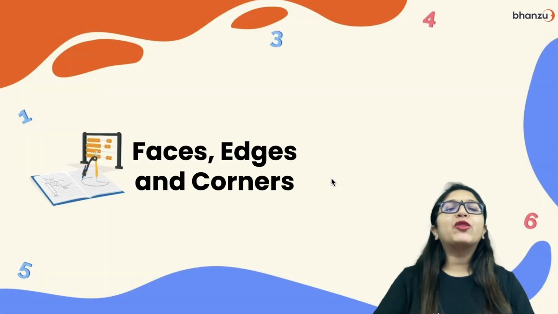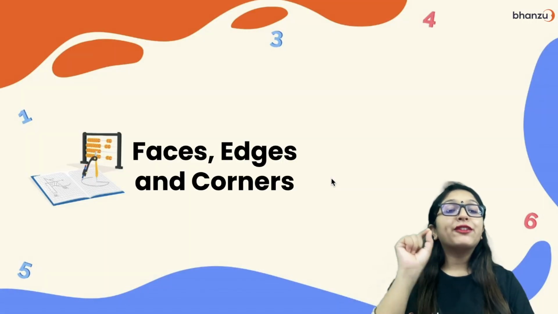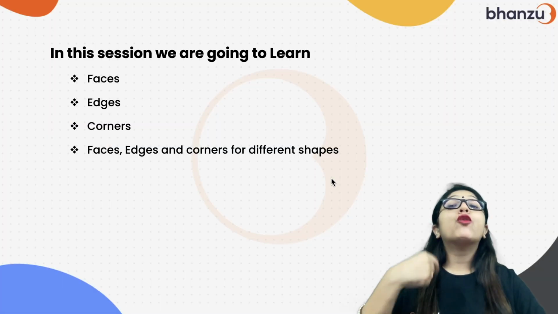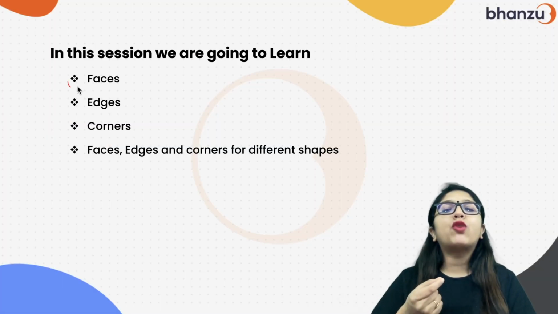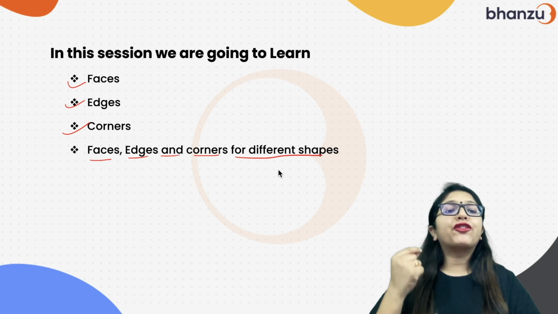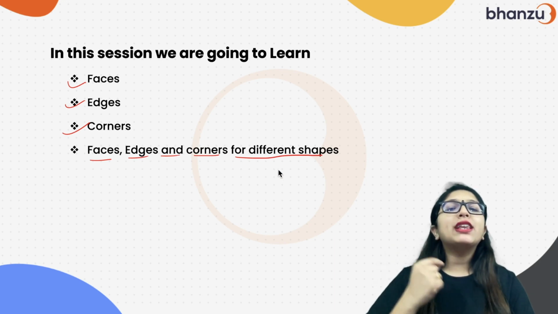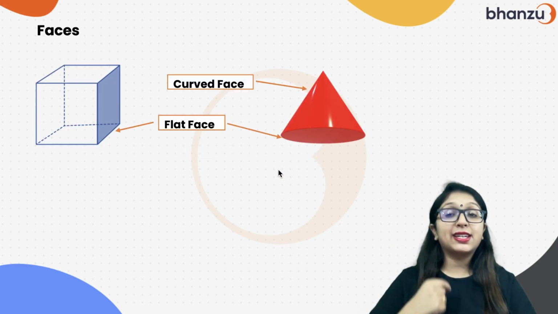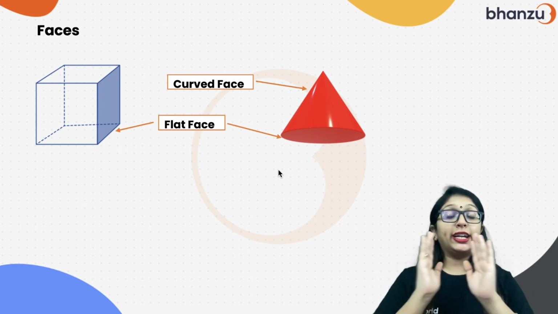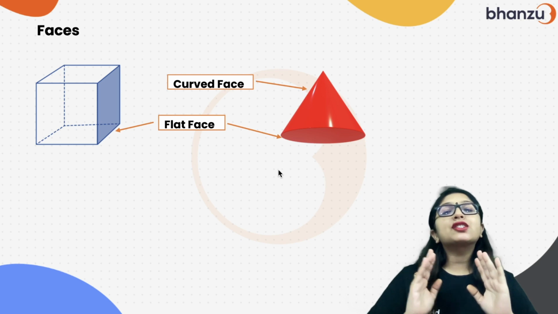So let's go ahead with it and we will be talking about faces, edges and corners. First of all, we will learn what are faces, what are edges and what are corners. After that, we will be talking about faces, edges and corners for the different shapes. Okay, so let's start with the meaning of faces. So what is this face? The outer part of the solid, how does it look? That is called face.